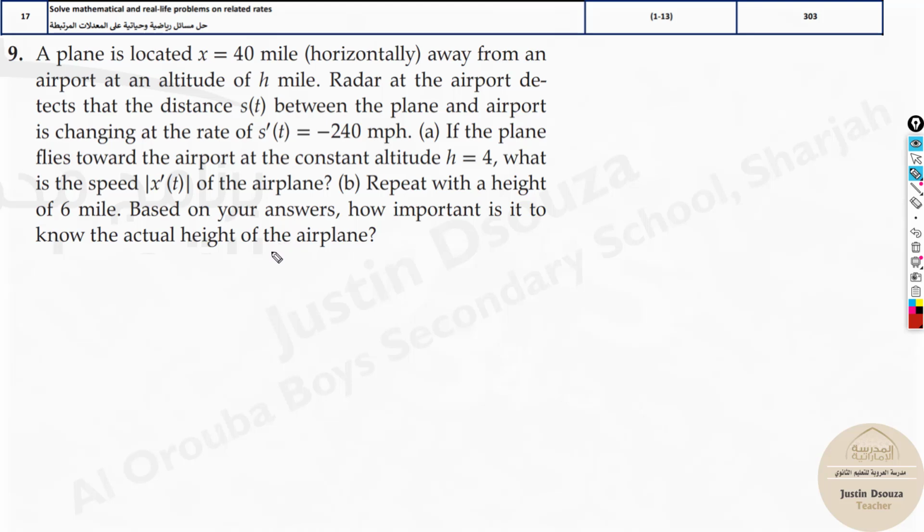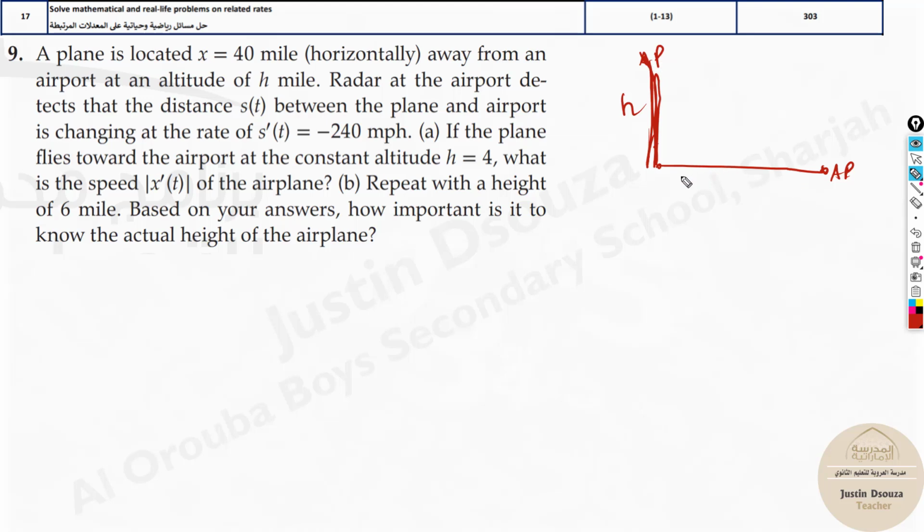A plane is located x equal to 40 miles horizontally away from an airport. So it's better we draw a figure. So it's 40 miles. Now imagine this is the airport. I'll write AP. And the airplane is at an altitude of h. So I'll write this height, h, and this is the plane. It's going to be a problem if I write airport, airplane, same. I'll just write P over here.